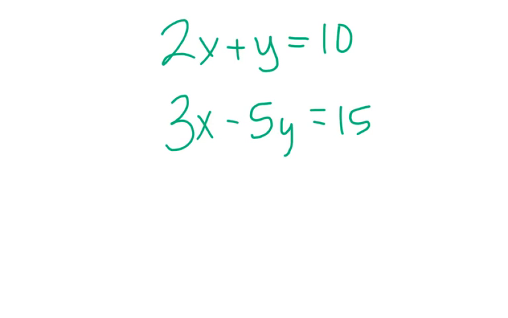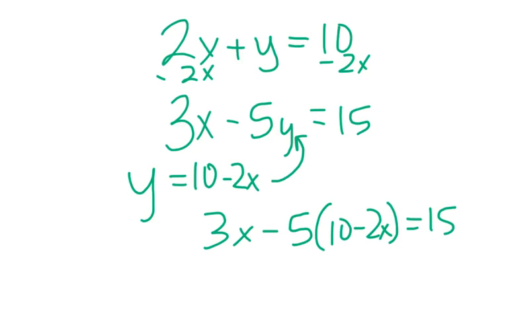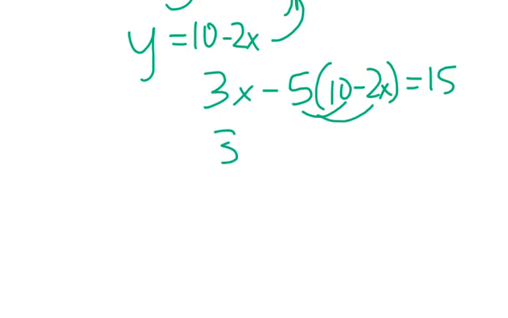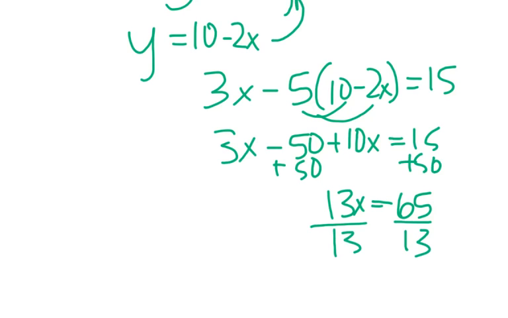In this case, I could take these two. I could subtract 2x and get y equals 10 minus 2x, which then I could substitute for the y value in my second equation to get just the x values together. And I could solve that, distribute, so 3x minus 50 plus 10x would equal 15. Add 50 to both sides. We get 65 equals 3x plus 10x, which gives us 13x. Then divide by 13. We'd get x equals 5.